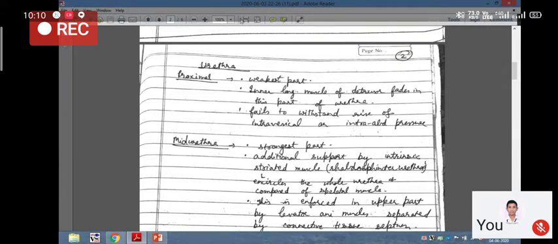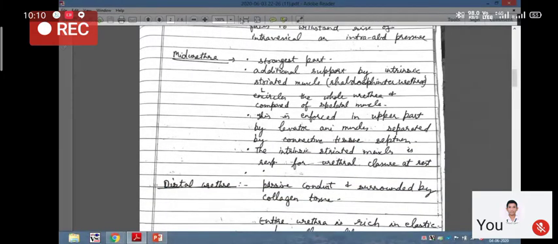The mid urethra is the strongest part, and it provides additional support by the intrinsic striated muscle called the rhabdosphincter urethrae. It surrounds the whole urethra and is composed of skeletal muscle, and in the upper part it is further reinforced by the levator ani muscles, which are separated from the rhabdosphincter urethrae by a connective tissue septum.